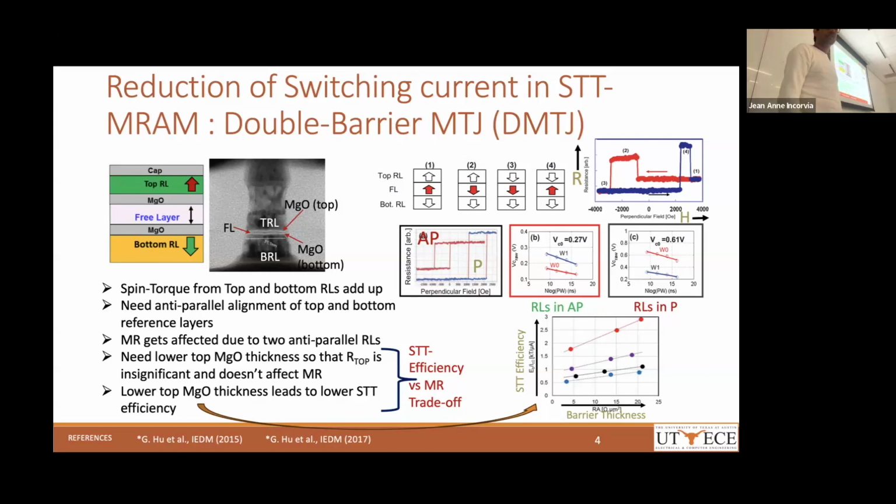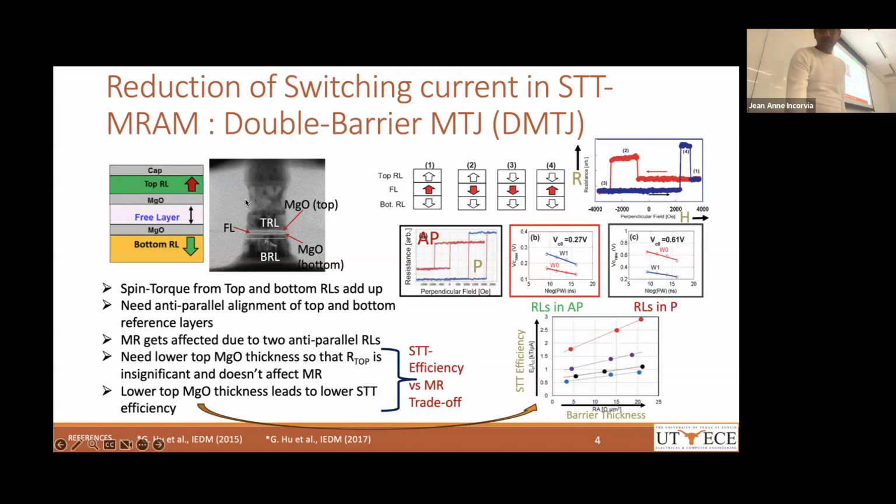reference layers, because if you see, current is entering the free layer from the top RL while leaving the free layer to enter into the bottom RL. So the torque sign is different with the two barriers. So in this case, we need anti-parallel alignments of the reference layers. And if we do that, we see that the magnetoresistance gets affected, because it's like two anti-parallel layers acting against each other.